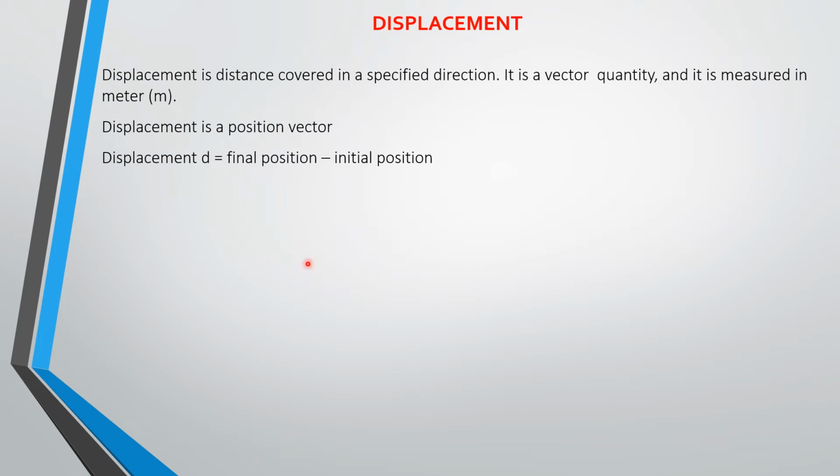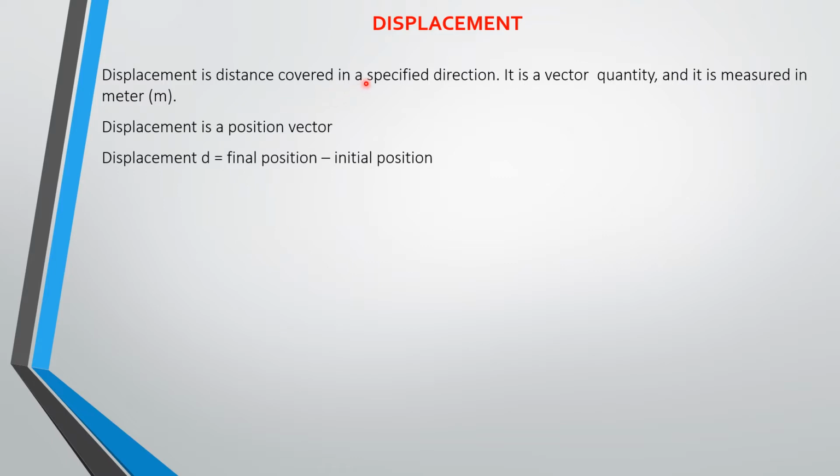Okay, so what is displacement? We just talked about distance and position. Now, displacement is the distance covered in a specified direction. We said that distance is the space between 2 points, but in this case, we are talking about displacement. Displacement is the distance covered in a specified direction. As far as there's a direction in displacement, it means that displacement is a vector. So displacement is a vector quantity and it has the same unit as distance, which is the meter.